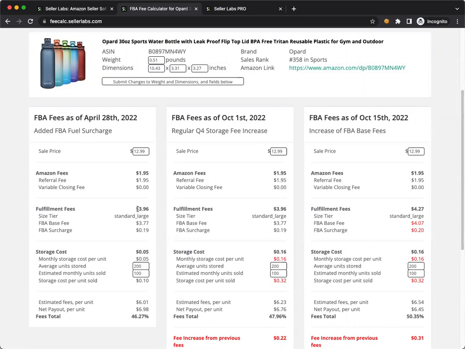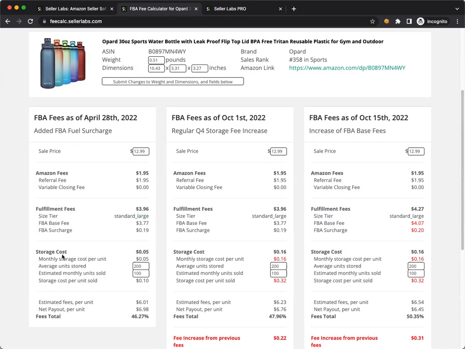So when you're using FBA, Amazon charges you obviously to pick, pack, and ship that out to your customer. They have a kind of complicated fee structure that's based around the packaging, all kinds of dimensional weights and a few things to calculate what size tier you're in. So we just display what size tier your product is in here, as well as calculate the FBA base fee. And then this fee structure as of April 28th is when they added the FBA surcharge. Since fuel prices were going crazy, they added a 5% fuel surcharge to that. So we're breaking that down here for you.